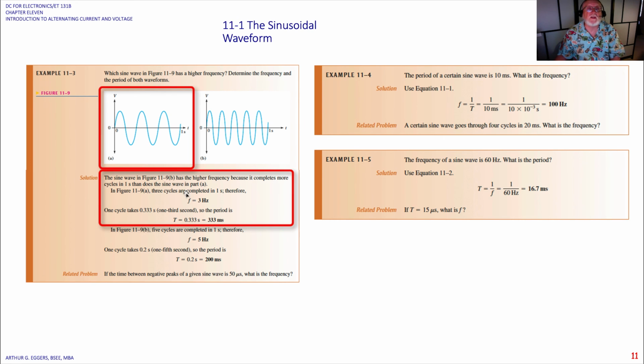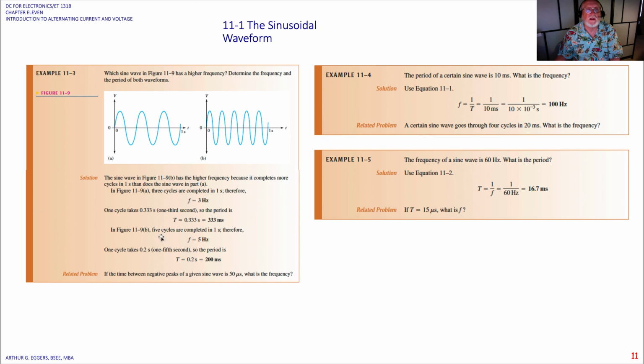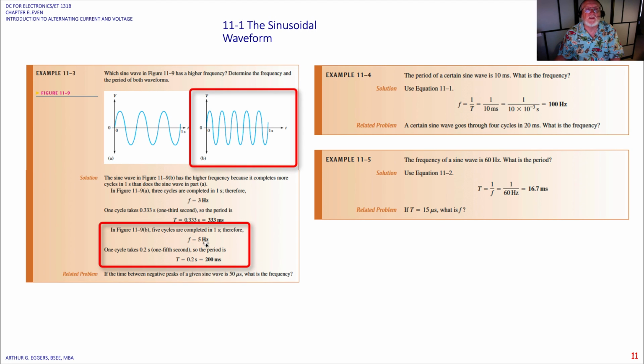So 3 cycles then are completed in 1 second, so the frequency is 3 hertz. 1 cycle then takes 0.333 or 1/3 of a second, so the period is 0.333 seconds, the inverse of 3 hertz. In B, the frequency is 5. The inverse of 5 then is 2/10. So 0.2, 1/5 of a second, is a period of 200 milliseconds.